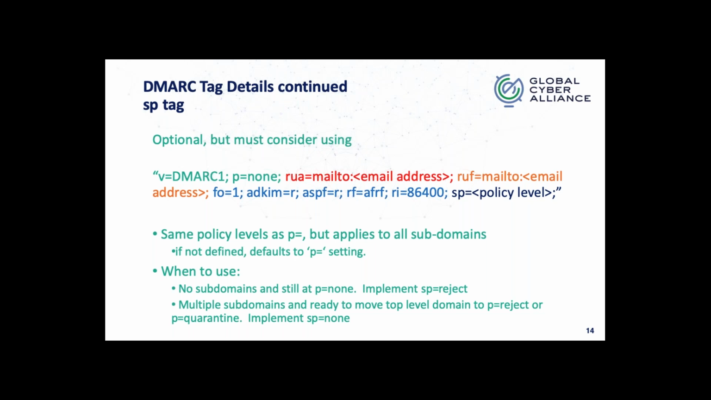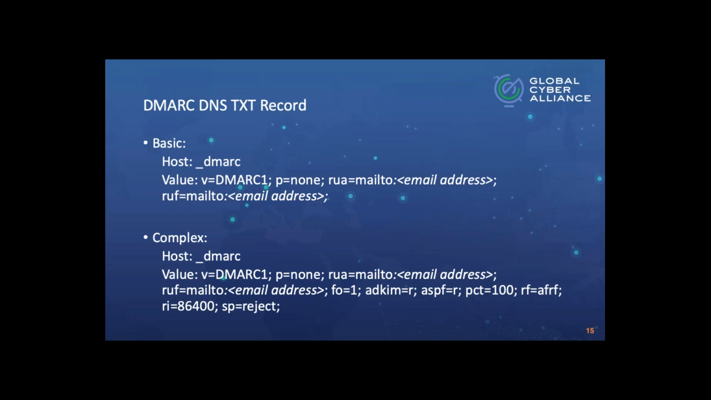So what you can do is put in P equals reject or P equals quarantine, but then add the tag SP equals none. That way this policy is not impacting the subdomains. Then at the subdomain level, they can have their own SPF, their own DKIM records, and their own DMARC policy. So they can go through the whole process, be at P equals none, and then work their way up to reject. That's why you want to take a look at the SP tag and consider using it, even though it is optional.